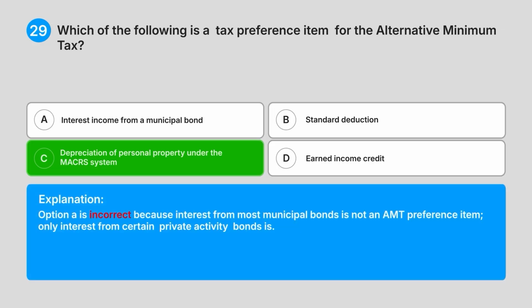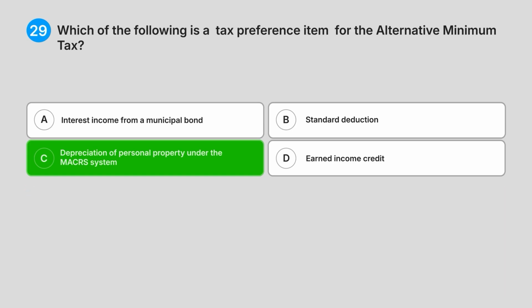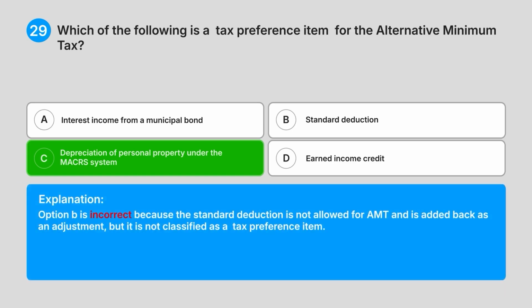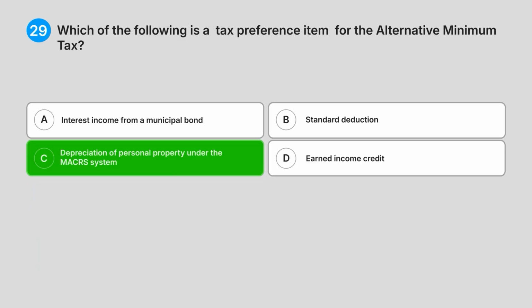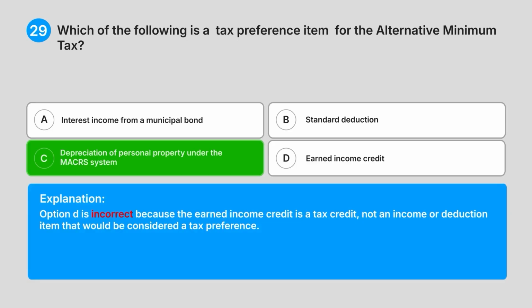Option A is incorrect because interest from most municipal bonds is not an AMT preference item. Only interest from certain private activity bonds is. Option B is incorrect because the standard deduction is not allowed for AMT and is added back as an adjustment, but it is not classified as a tax preference item. Option D is incorrect because the earned income credit is a tax credit, not an income or deduction item that would be considered a tax preference.